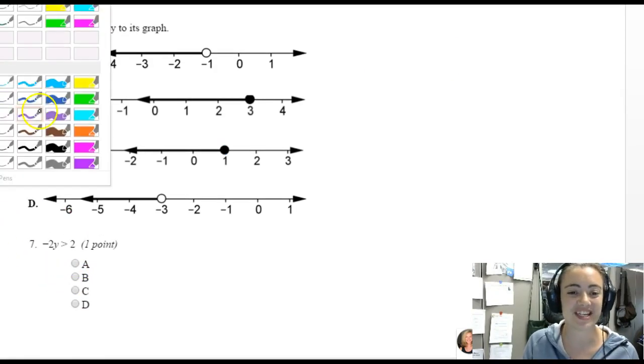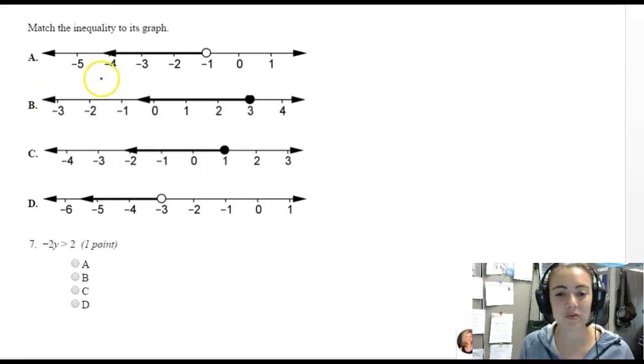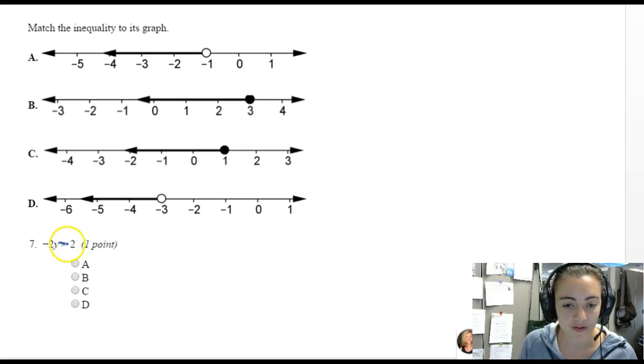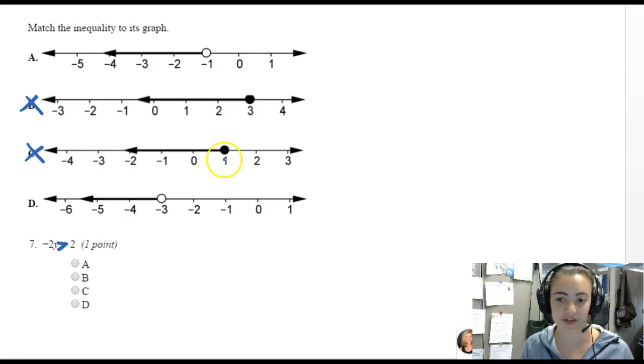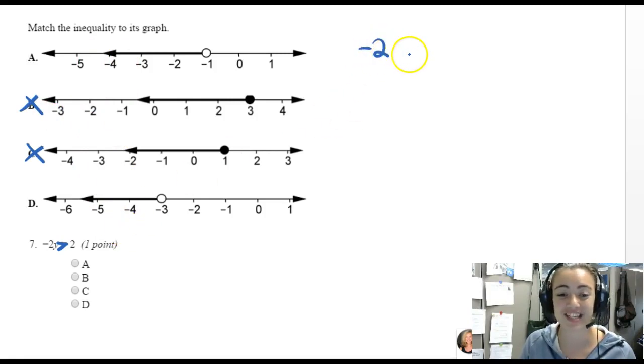Alright, when we go to the next one here, we're still matching the inequality. So let's notice right away we have this symbol, looks like greater than. So it's not equal to. So it cannot be a filled in circle. So we've already narrowed it down to a 50-50 chance. Let's figure out if it's A or D.